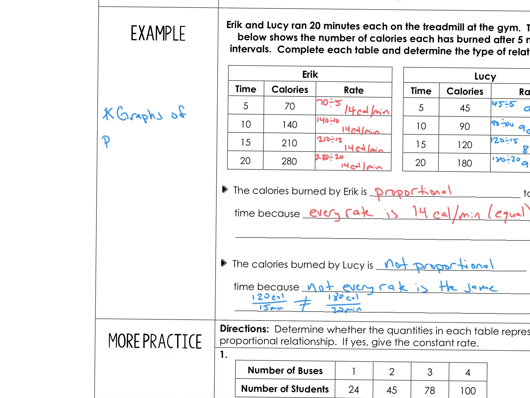any graph of a proportional relationship, and we'll get more into graphing in our next lesson, always goes through the point 0, 0. When you make a line, they would form a line, and they're always going to go through that point 0, 0. So if they wouldn't go through the point 0, 0, it's not going to be a proportional relationship.